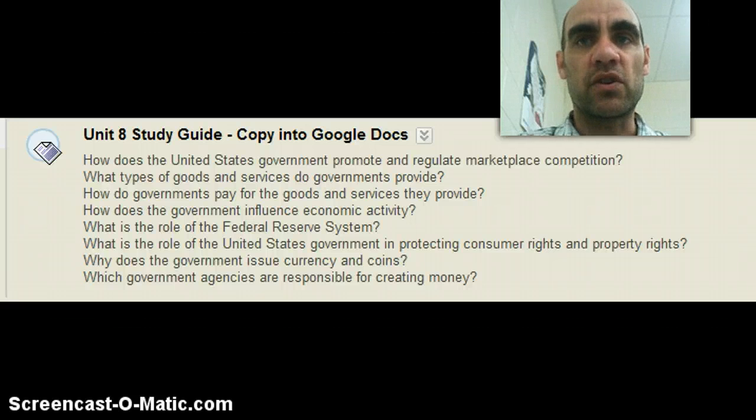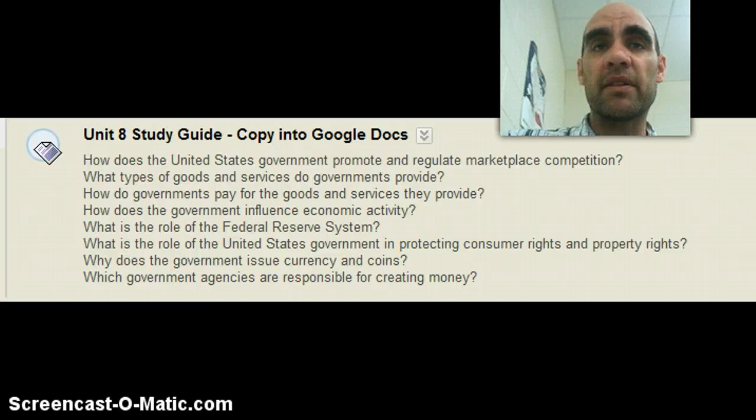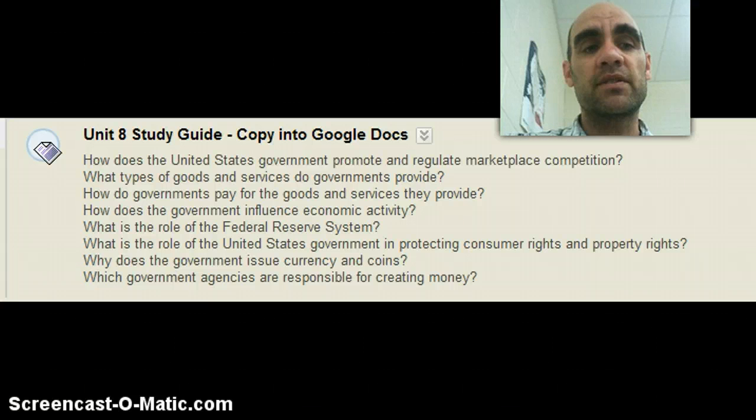What types of goods and services does the government provide? I know we talked about this a number of times. Schools, roads, parks, libraries, national defense, and they primarily use tax money to pay for it. They also use government fees, and they also can borrow money.